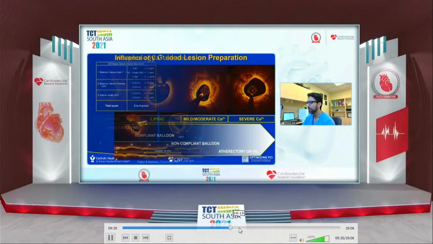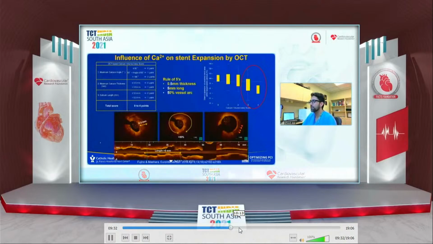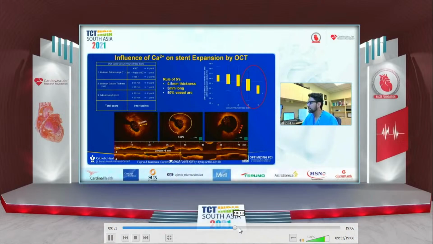We developed this calcium algorithm called the calcium imaging score, in which we created a simple strategy called the rule of fives, where if you have a vessel that's got calcium that's 0.5 millimeter thick, 5 millimeters long, and 50% or more of the vessel arc, you're more likely to be underexpanded, reminding you that advanced lesion preparation, whether it be an NC or specialty balloon or atherectomy or IVL leading to calcium fracture, is critically important.